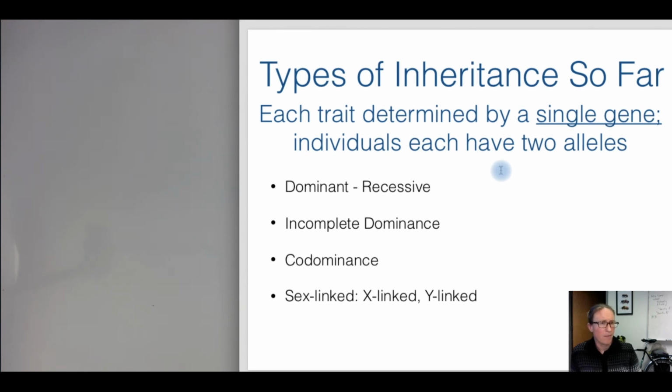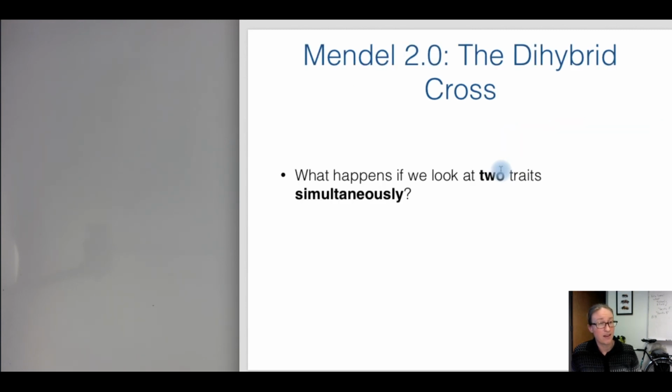Okay. But I want to come back now to wrapping up the types of inheritance we've covered so far. So far we've just focused on traits determined by a single gene. So for all of these traits, each individual, if they're diploid, has two alleles. We've looked at dominant recessive inheritance, incomplete dominance, codominance, and we've looked at both X-linked and Y-linked traits. So now in the next video, we're going to start stepping things up, and we're going to consider a dihybrid cross. So now we're going to start looking at two traits simultaneously. It's going to be fun.